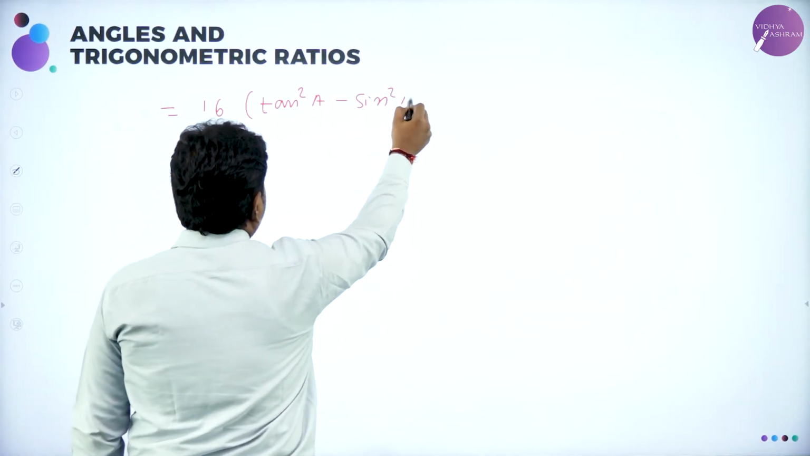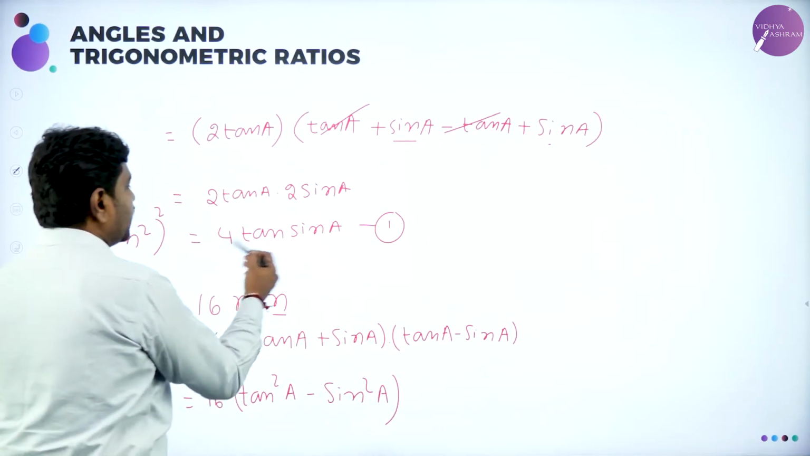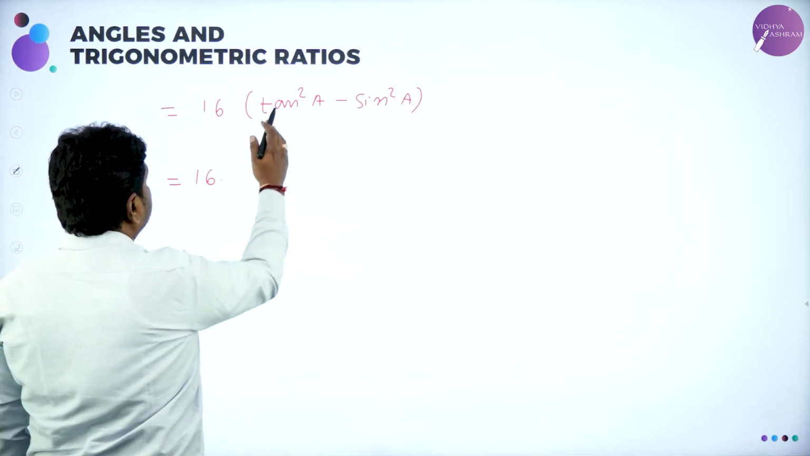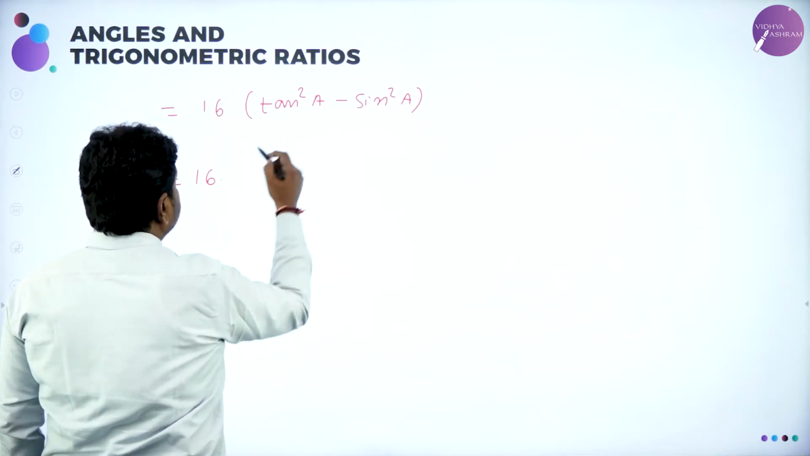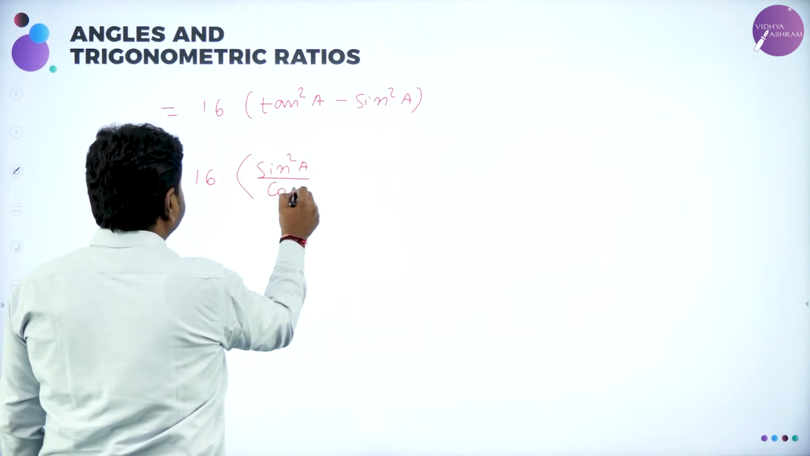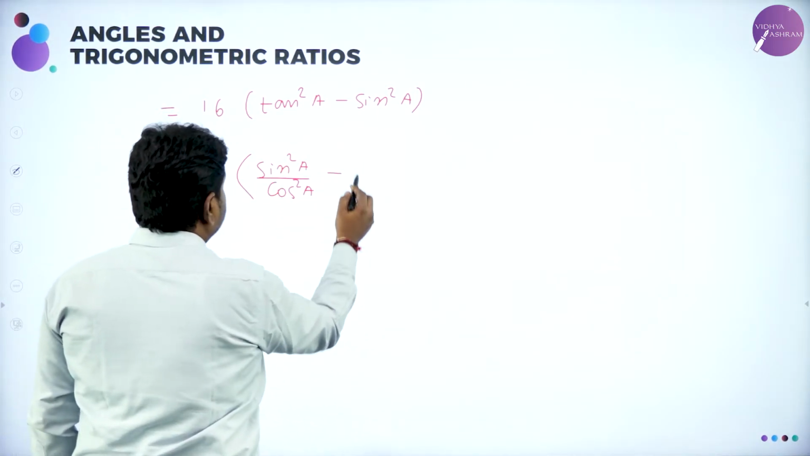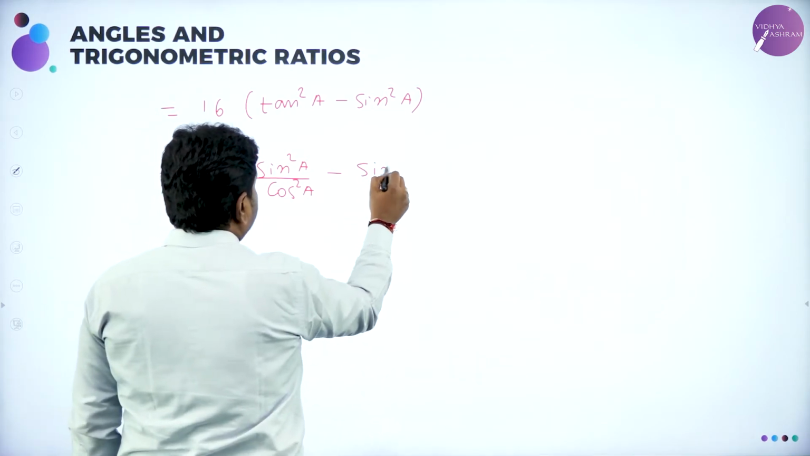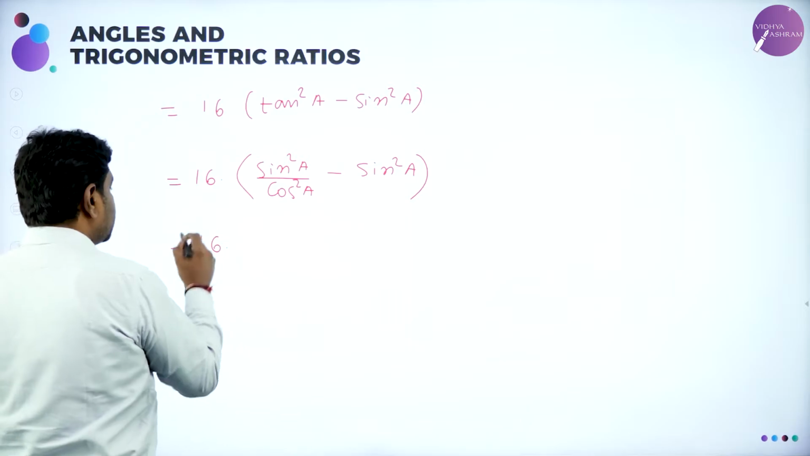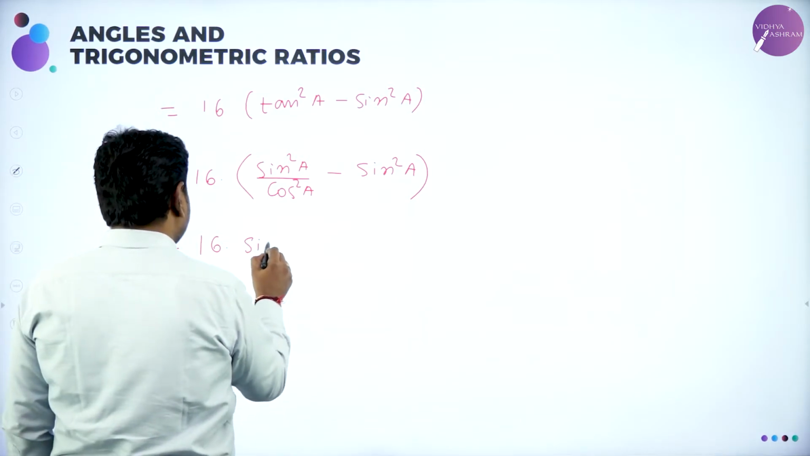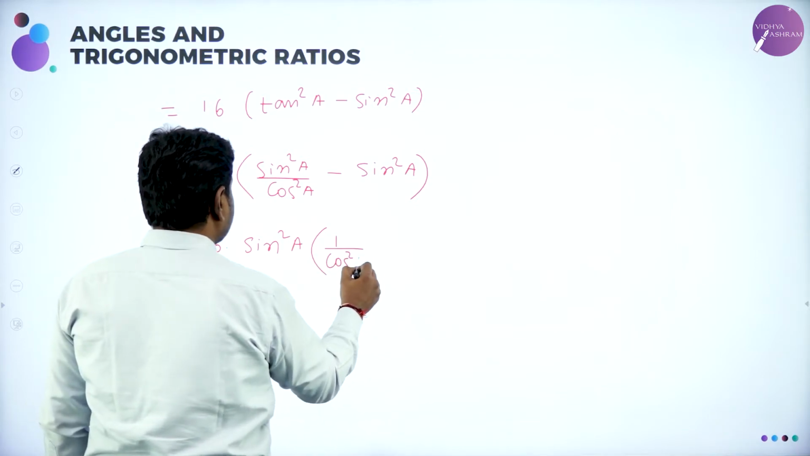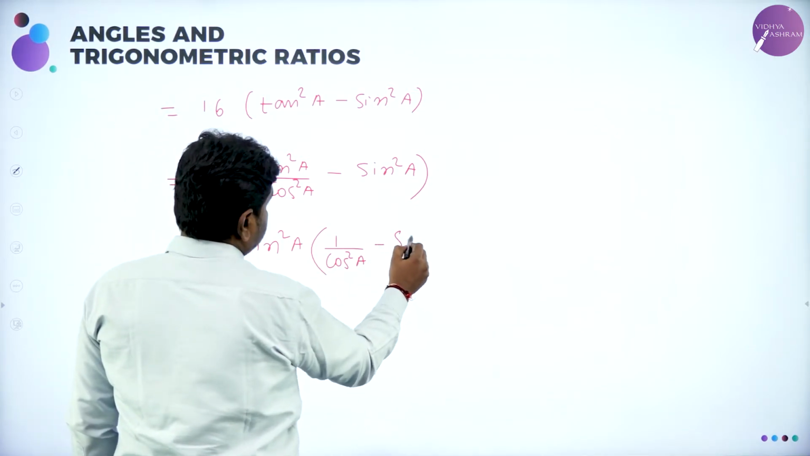But if you observe LHS, in LHS we got 4 tan a sin a. So let us simplify this. So what I'll do, I'll write tan square a minus sin square a. Tan square can be written as sin square a by cos square a minus sin square a. So now you can take sin square a common. If you take 16 sin square a common, I'll be left out with 1 by cos square a minus 1.